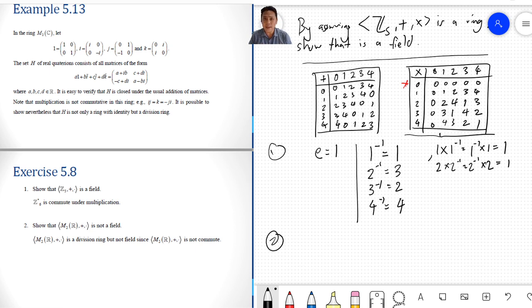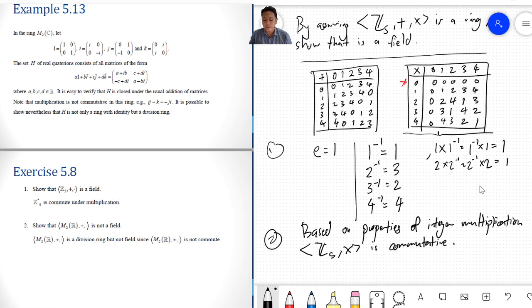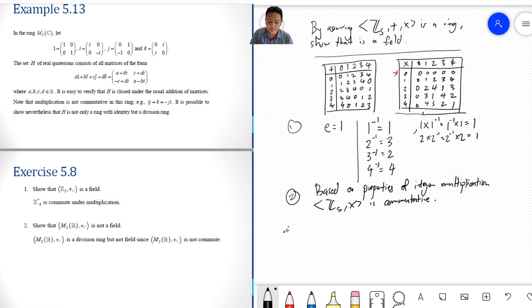For the multiplication of Z5, I think we discussed this in the previous video lecture, that the multiplication for Zn and even for Z5 is indeed commutative, based on the properties of integer multiplication. The multiplication for Z5 is commutative. Therefore, as a large conclusion, the ring of Z5 is a division ring. It is also commutative.